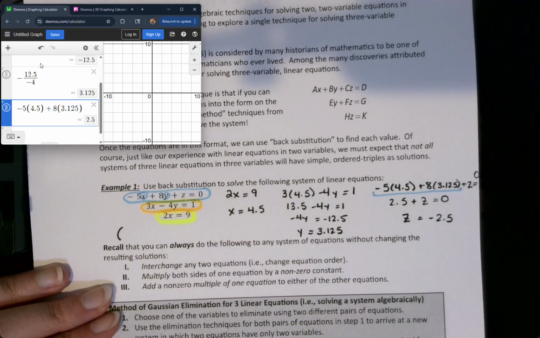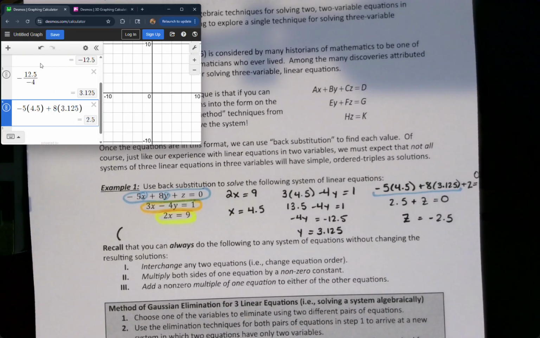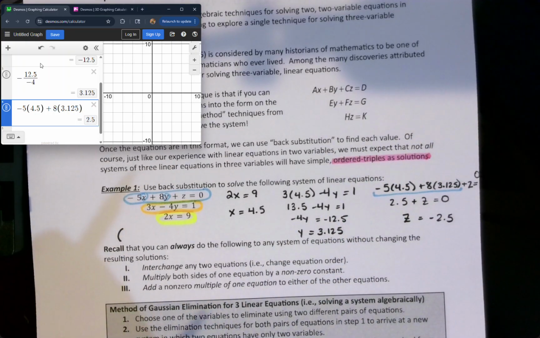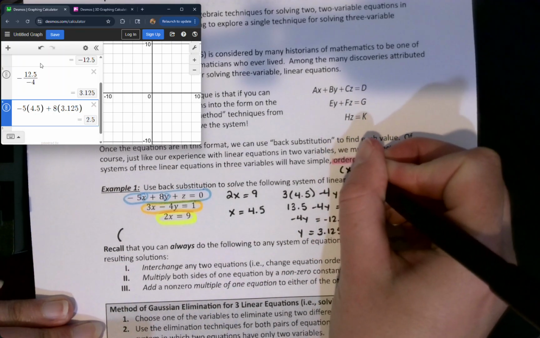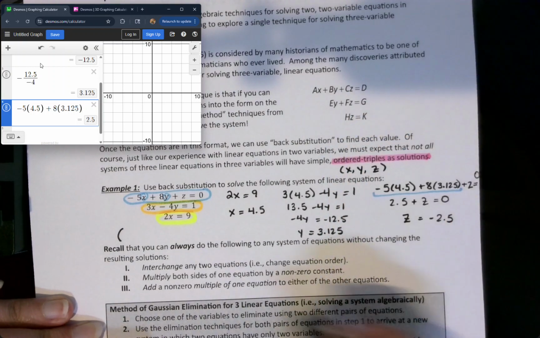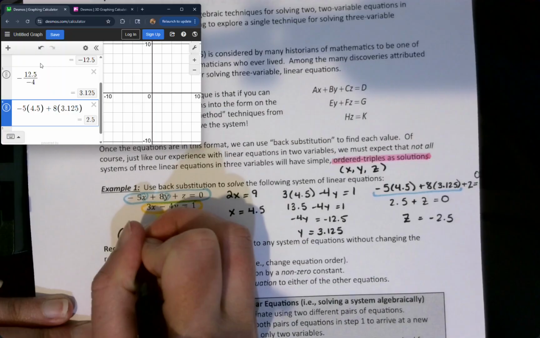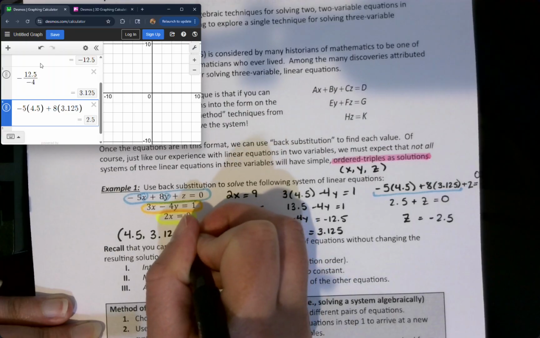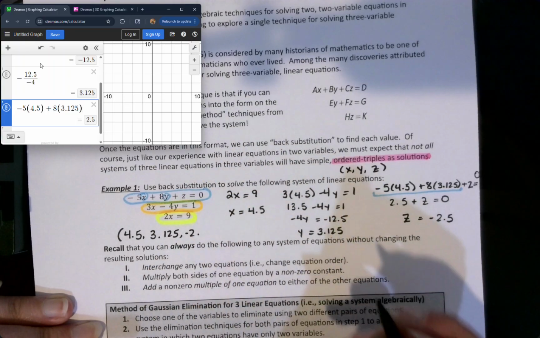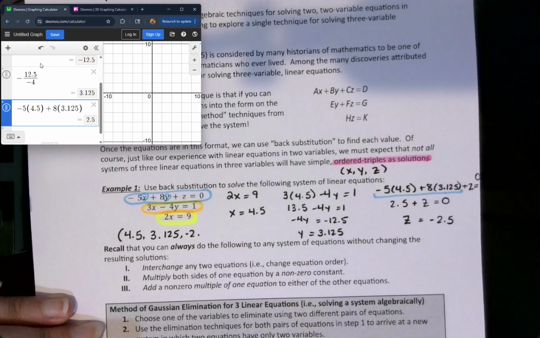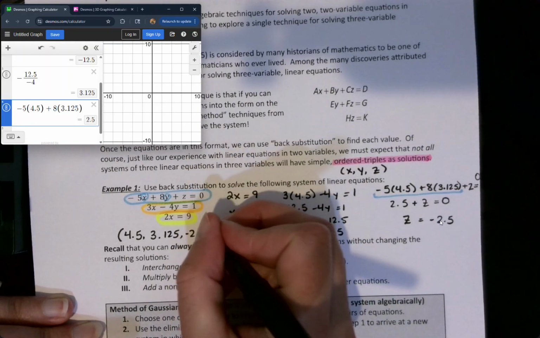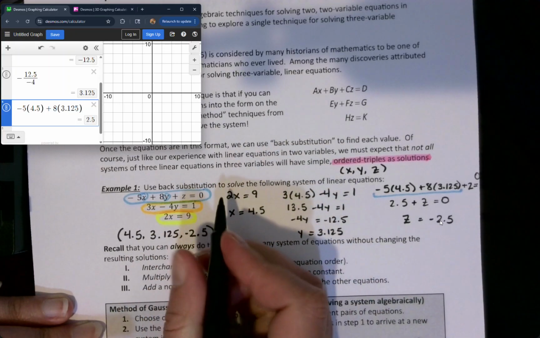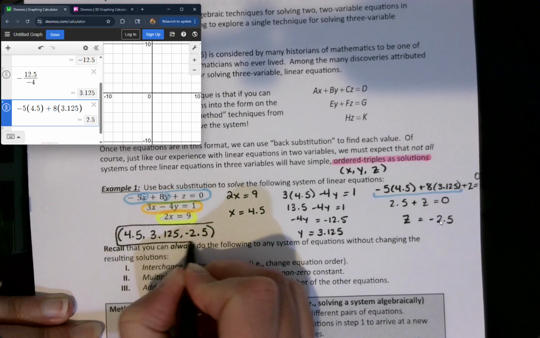So our solution is going to be an ordered triple. Ordered triples are going to be of the form x, y, z, just like ordered pairs are x, y. So an ordered triple will have the x value, the y value, followed by the z value. So 4.5, 3.125, negative 2, or no, yeah, it is negative 2.5. I looked back at my calculator and saw it was positive. That's before I subtracted it over. It is negative 2.5. So we have the x value, the y value, and the z value, and that ordered triple forms the solution.